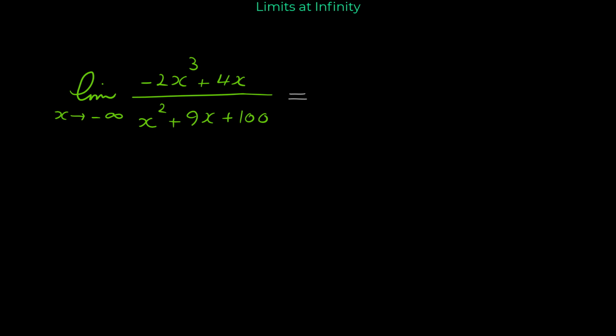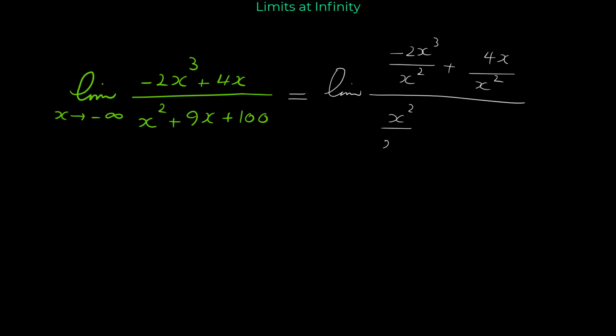What was the rule for finding the limit at infinity of rational functions? Simply divide the numerator and denominator by the highest degree of denominator. In this case also, the highest degree of denominator is x to the 2. So we are going to divide every term in the numerator and every term in the denominator by x to the 2. Then we have negative 2x to the 3 over x2 plus 4x over x2, x2 over x2, 9x over x2, and 100 over x2 as x approaches negative infinity.